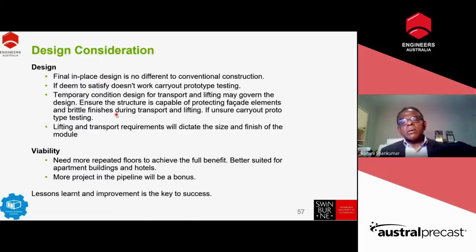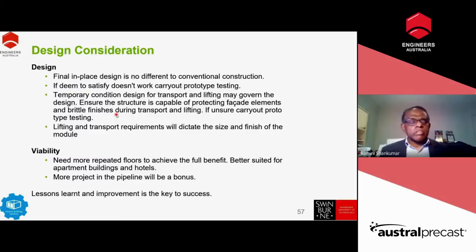If you are unsure about that one, please carry out prototype testing, because you're lifting it for a 20, 40, 50 story building. Lifting and transport requirements will dictate the size and finish of the module. That is very important. Viability needs more repeated floors to achieve the full benefit, so it is better suited for apartment buildings and hotels. More projects in the pipeline is a bonus, but we have to convince the government that prefab is our future. They should regulate so that a portion of the building should be a prefabricated structure, like Singapore. In China, they require at least 30% of structures to be prefabricated.